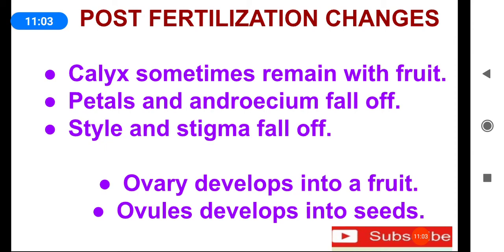So after fertilization, the calyx remains with the fruit. That means the sepals remain with the fruit. Then petals and androecium fall off. Then style and stigma fall off. Then the ovary develops into a fruit and the ovules develop into seeds. So these are the post-fertilization changes.